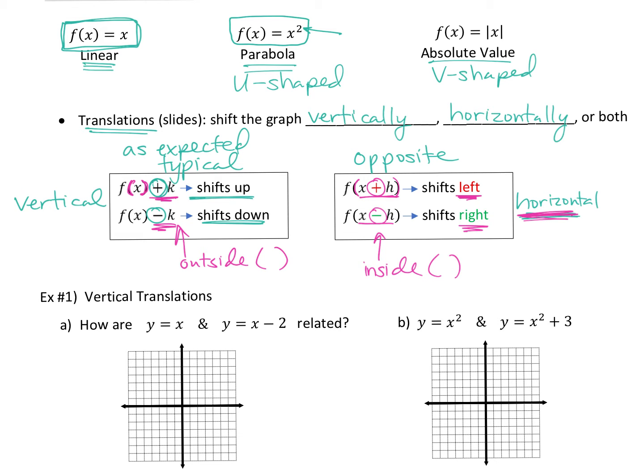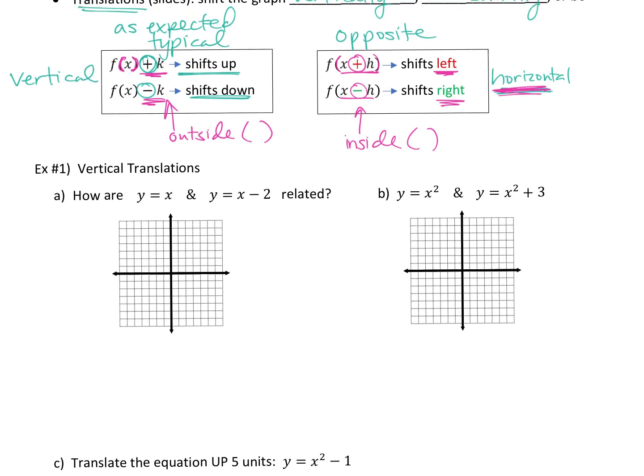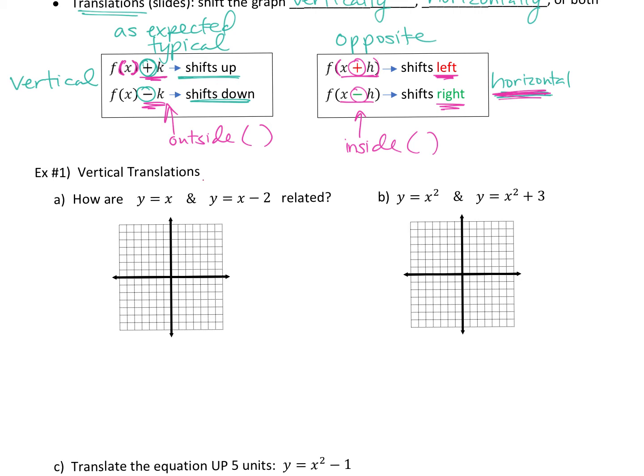And this might all sound like gibberish right now, but it'll make sense as we do the actual problems, I think. So let's just take a look at this first one. Okay, so our first examples, we're just going to be working on the vertical translations. That means we're going up and down on these ones, okay? So look at this first question. How are y equals x and y equals x minus 2 related?